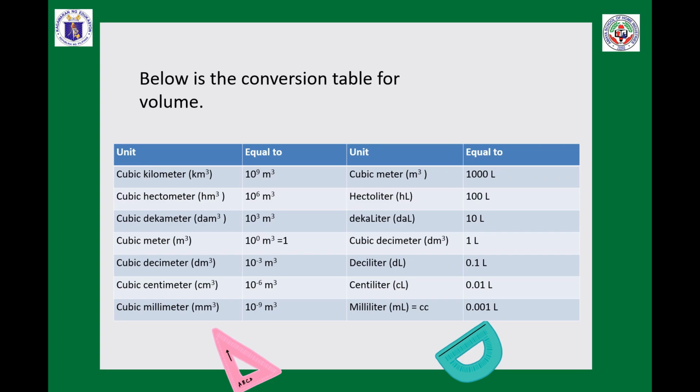1 hectoliter is equivalent to 100 liters. 1 decaliter is equivalent to 10 liters. 1 cubic decimeter is equivalent to 1 liter. 1 deciliter is equivalent to 0.1 liter. 1 centiliter is equivalent to 0.01 liters. And last, 1 milliliter is equivalent to 0.001 liters.